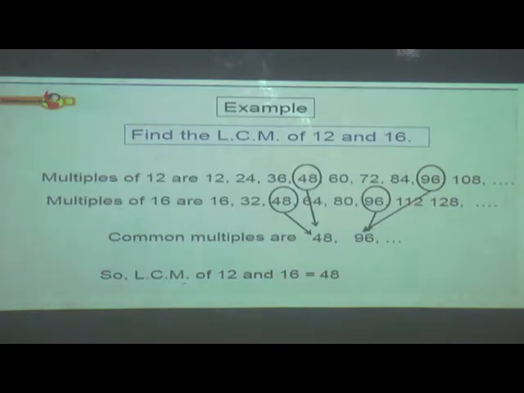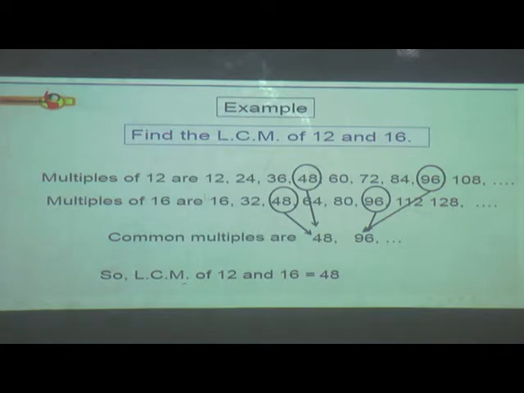Find the LCM of 12 and 16. Two numbers are given, 12 and 16, and we have to find the LCM. Multiples of 12 are 12, 24, 36, 48, 60, 72, 84, 96, 108. Multiples of 16 are 16, 32, 48, 64, 80, 96, 112 and 128.